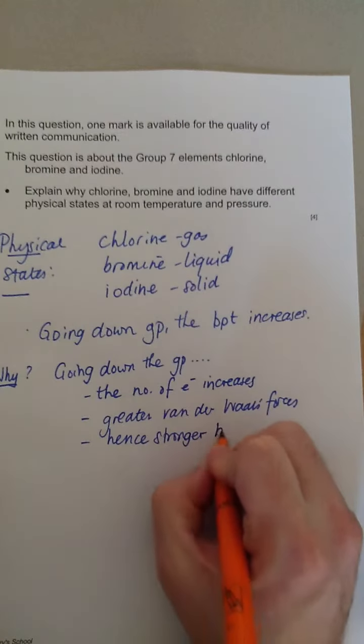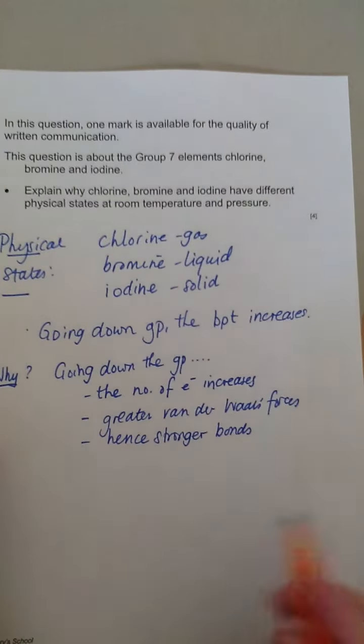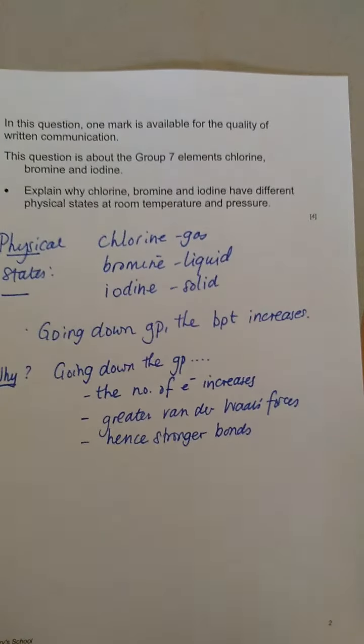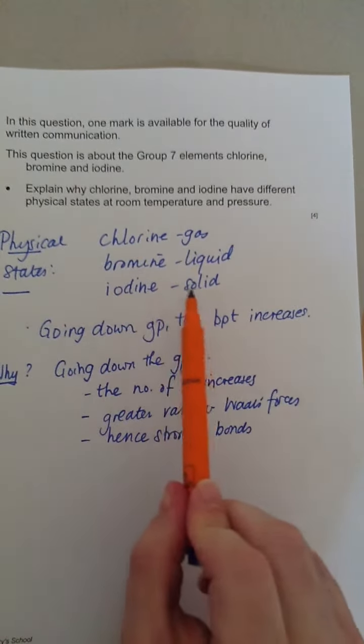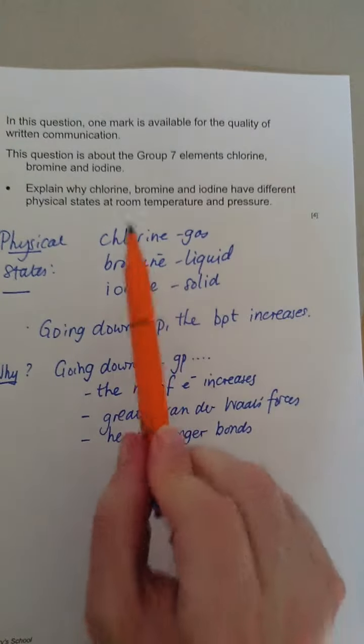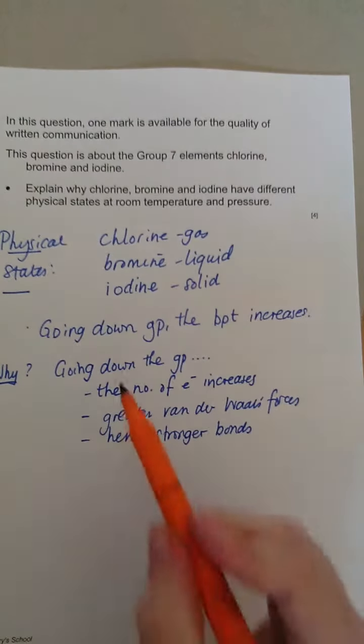Now, with all of these questions, when you've written it, I would go through and check it. Does it make sense? So if there were stronger bonds as we go down the group, let's check it. You'd expect iodine to be a solid, which it is, and chlorine to be a gas. So it all links in and makes sense.